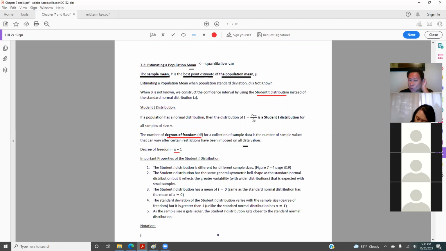What is a degree of freedom? Degree of freedom is the restrictions that can be imposed on your data values. Another way to put degrees of freedom is how many students do we need to know in order for you to figure out everyone.